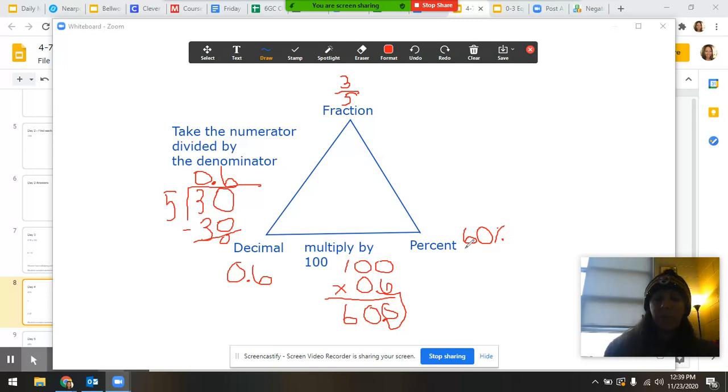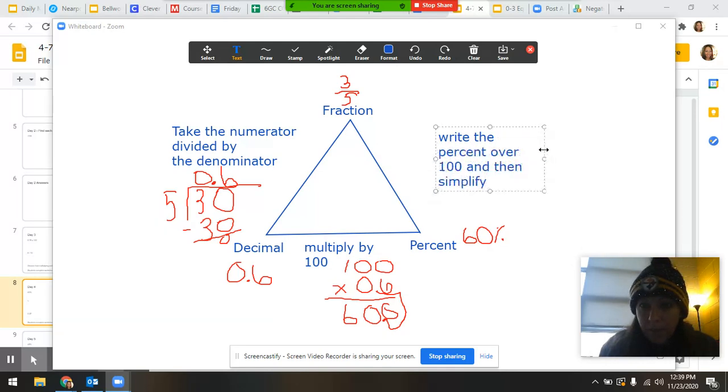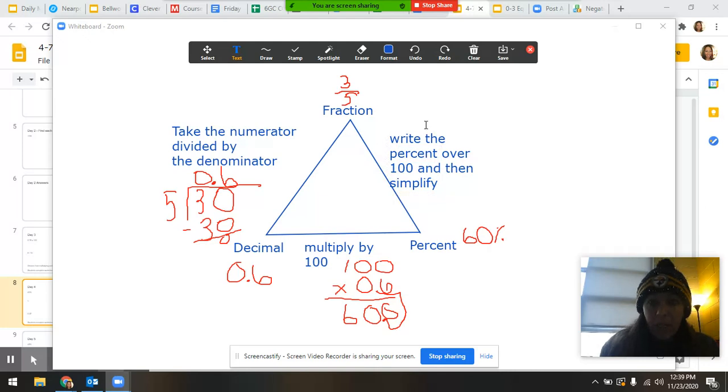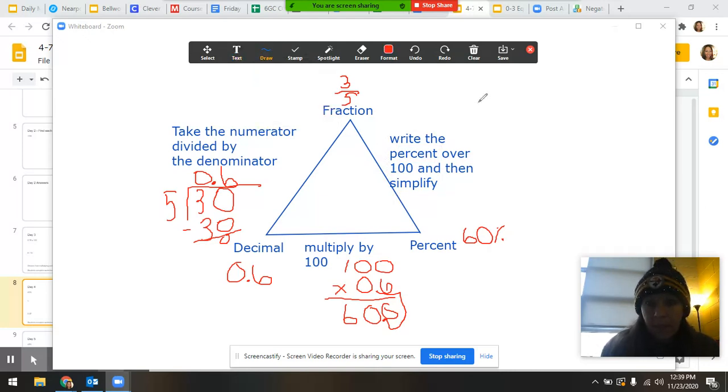Now if I want to take a percent and turn it into a fraction, you're going to write the percent over 100 and then simplify. Okay. So I'm going to take 60 over 100 because all percents are out of 100.